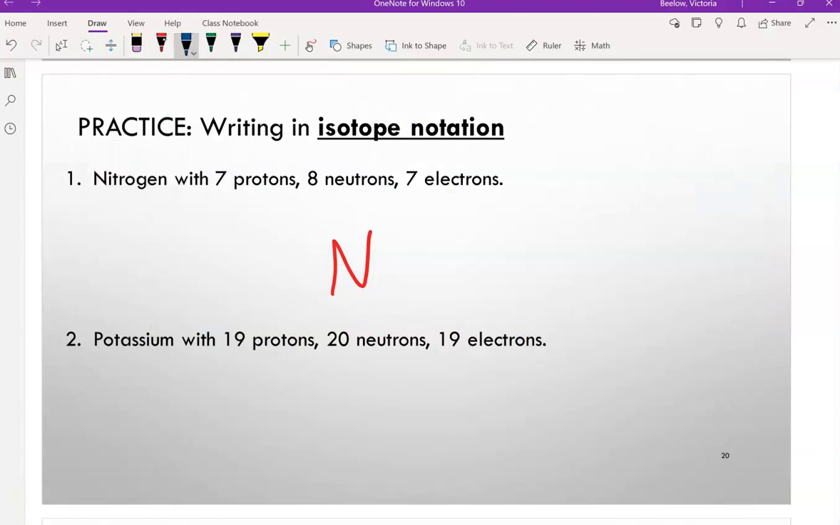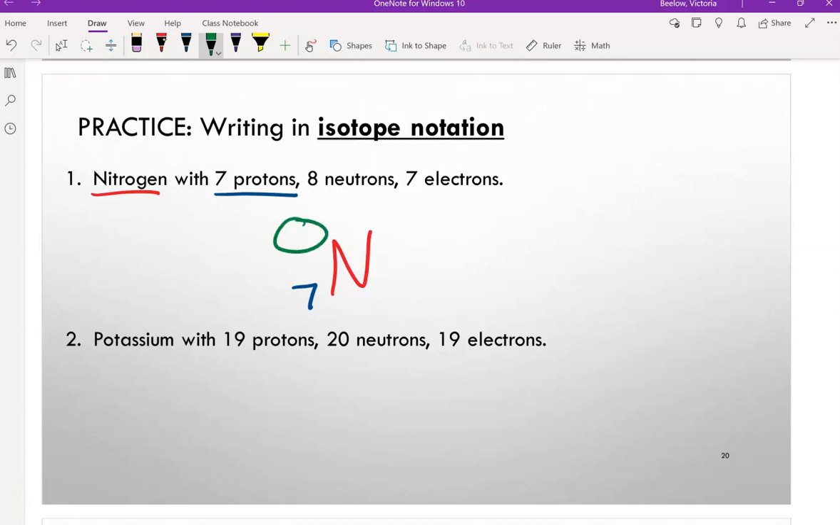The number of protons will always be written here as a subscript on the left-hand side of that chemical symbol. So we always put the atomic number here, which is also the same as the number of protons. I always like to start here: what's my element and what's its atomic number, or number of protons?